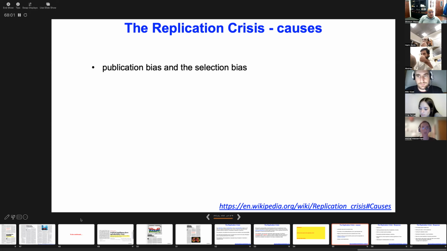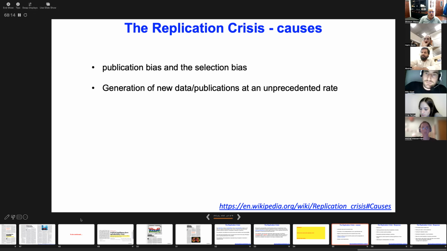So the causes for the replication crisis: publication and selection bias. So we talked a little bit about this in terms of Science and Nature pushing for all kinds of stuff that really affects people's careers. Generation of new data and publication at an unprecedented rate. Science has basically experienced exponential growth over the years. We are producing more PhDs than ever, and we build buildings in universities, and we hire more people.